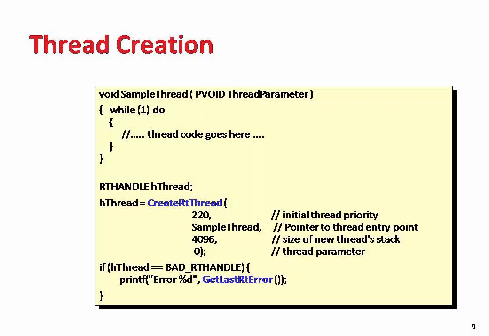Get last RT error may be used to determine the exception code, thread specific. A newly created thread preempts its creator if the new thread has a better priority.